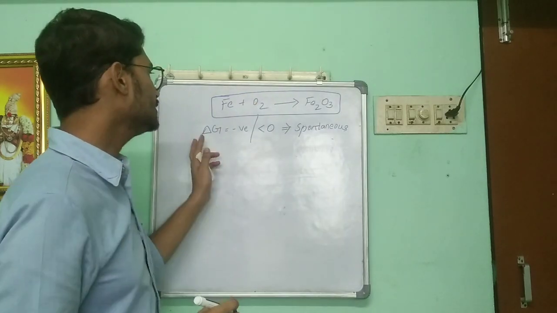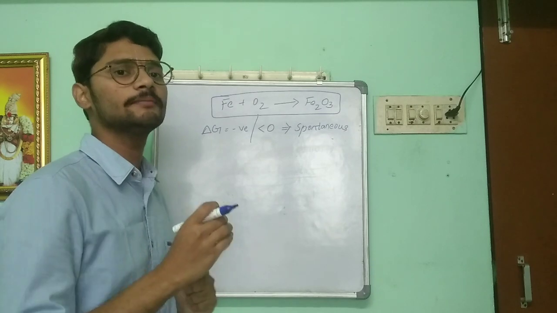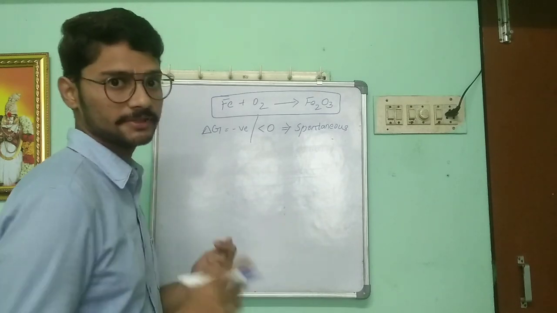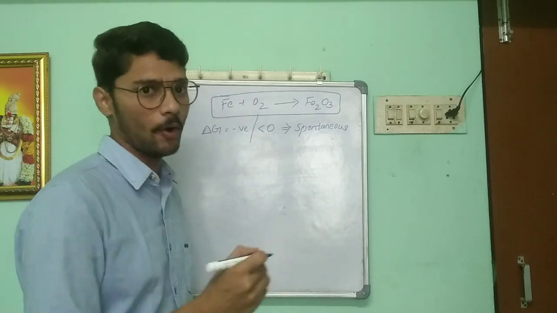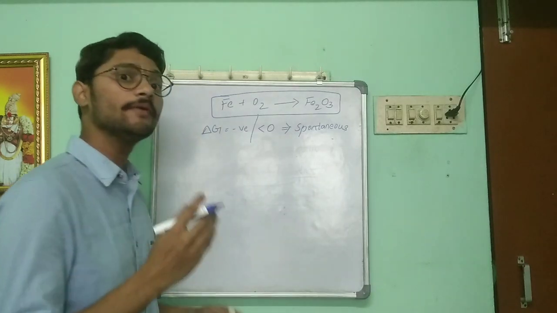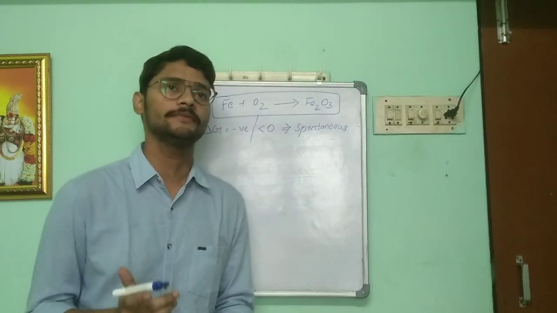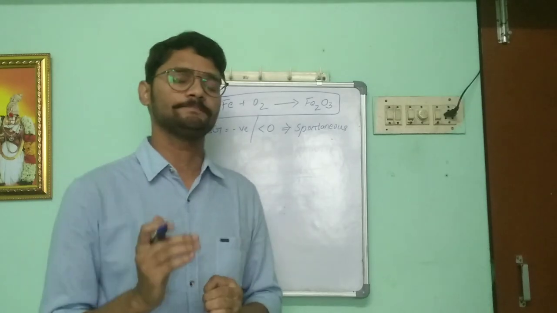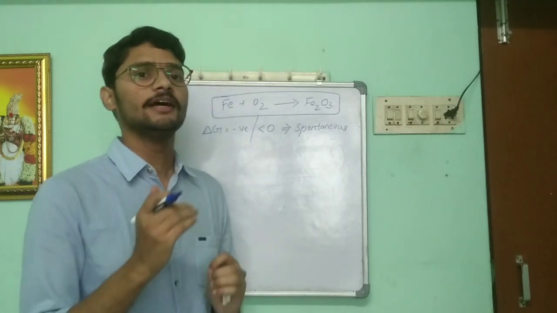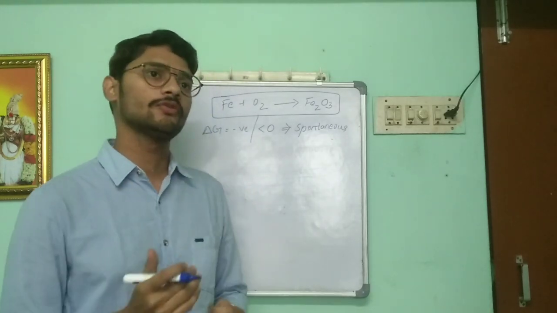Now, since delta G is negative, the process is taking place and it is spontaneous. We are establishing the fact that corrosion of iron is spontaneous. Now comes chemical equilibrium. What is chemical equilibrium? You might have learned in your grade 11 about Le Chatelier's principle. What does it talk about?